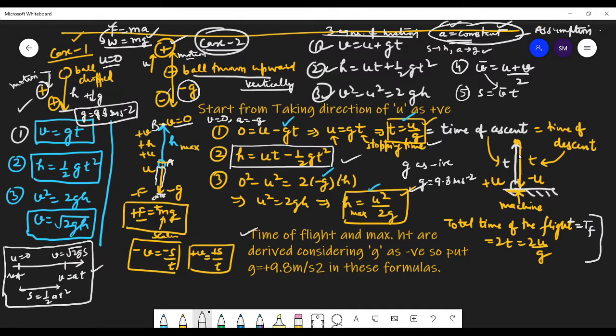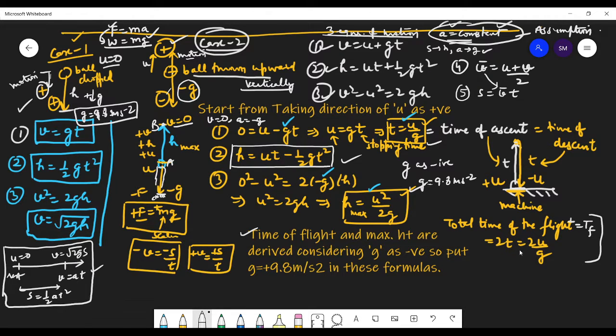Suppose I have thrown this ball upward. So this is the time taken by the ball to go up. Now it will come back to the same point. So that's the time of descent. So time of ascent will obviously be equal to time of descent. And time is a scalar quantity, so no plus or minus sign.